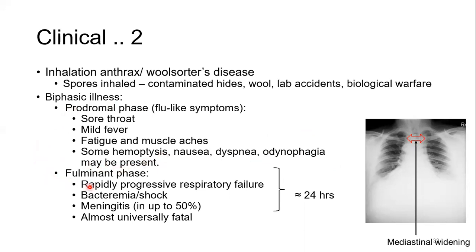But then in the more advanced disease, you have rapidly progressive respiratory failure. Patients could develop bacteremia, that's the presence of bacteria within the blood. So basically at this point, it has entered into the bloodstream or into the lymphatics. Patients may present with shock, and meningitis develops in about 50%. Most of these cases tend to be almost always fatal, especially if you don't diagnose it and give proper treatment.